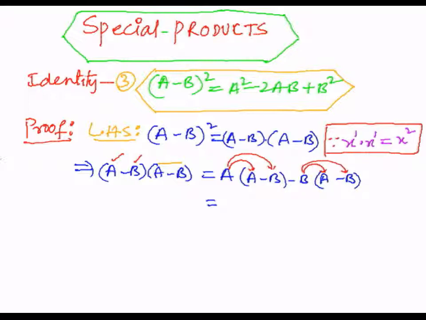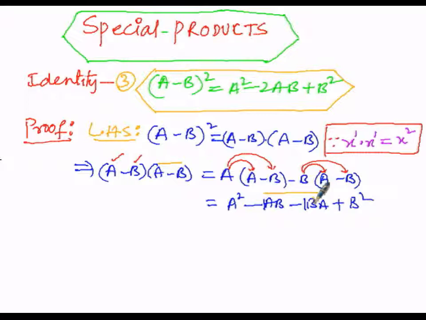So, that is equal to a into a is a square, minus a into b is ab, minus b into a is ba, then minus of minus is plus, b into b is b square. Here the coefficient of ba or ab is 1 and the coefficient of ab is also 1 in this case, so we can simplify these two like terms.